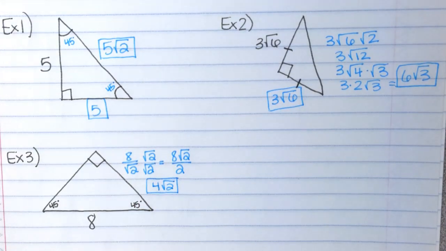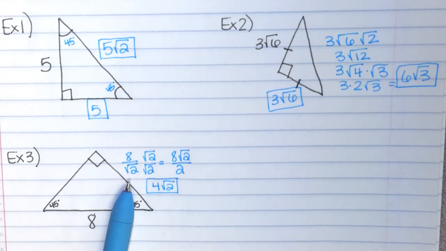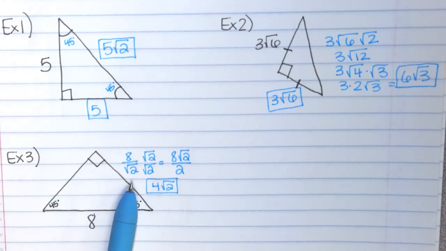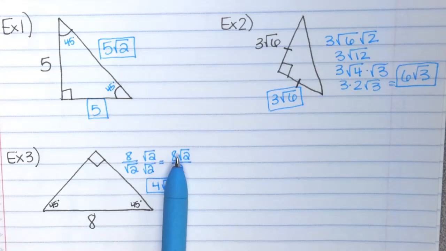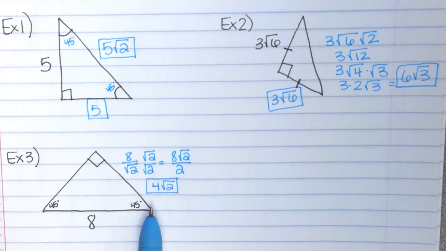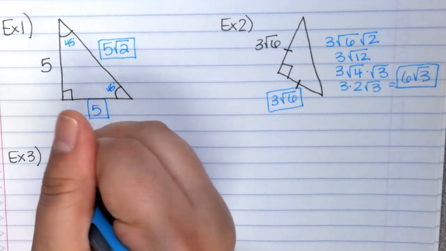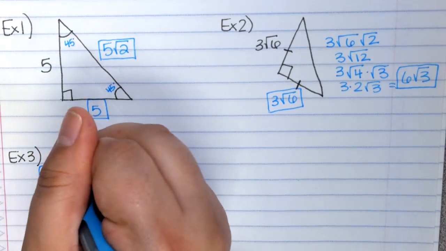Did I do that too fast? Let me explain it again. I know the hypotenuse is 8. So to find the leg, what do I do? Divide by the square root of 2. But I can't have a radical in the denominator, so I need to rationalize. And I get 8 square root of 2 over 2, which reduces to 4 root 2. And if this is 4 root 2, what else do I know? The other leg is 4 root 2.